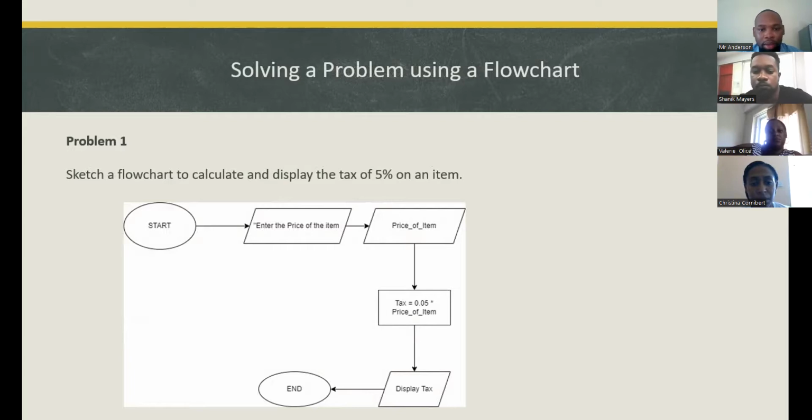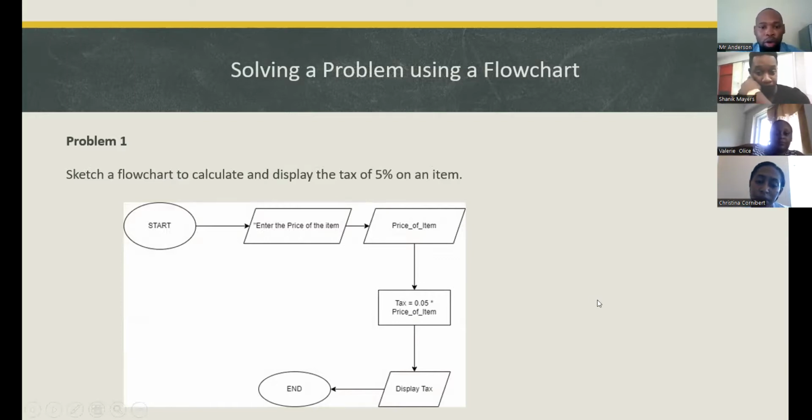Then we have our flow line connecting to the other symbol, which we want to get the price of the item. So we have a variable called price of item, and we put this into a parallelogram representing input. Remember, in a flowchart, the parallelogram represents both input and output. Okay, everyone? Yes, sir. All right.